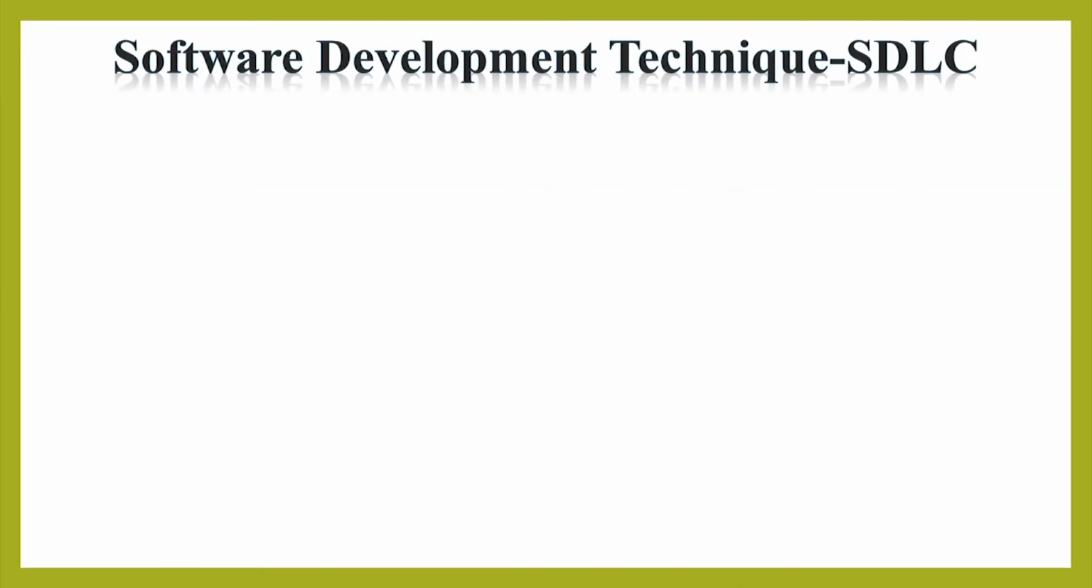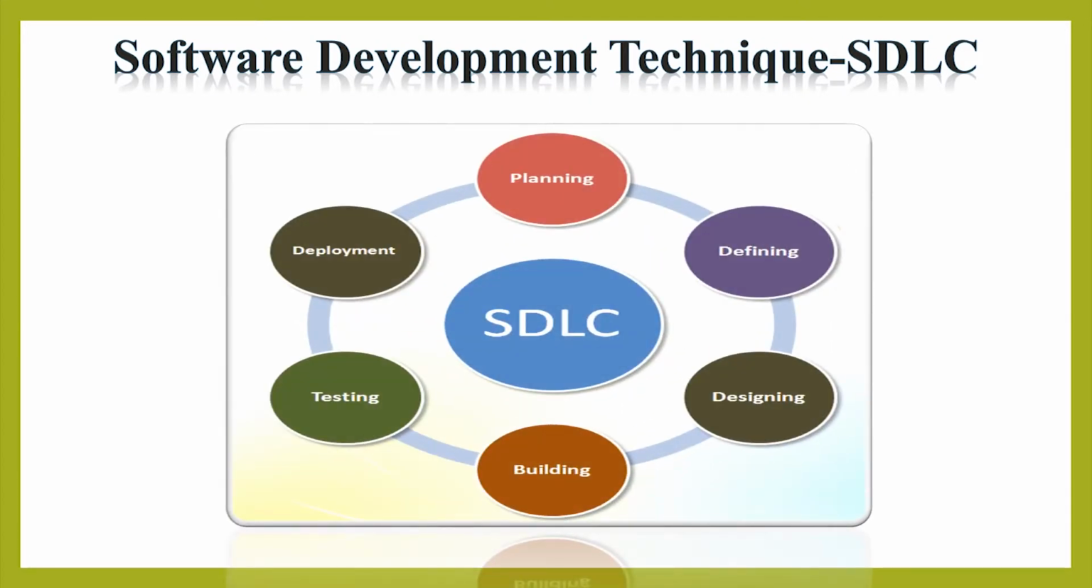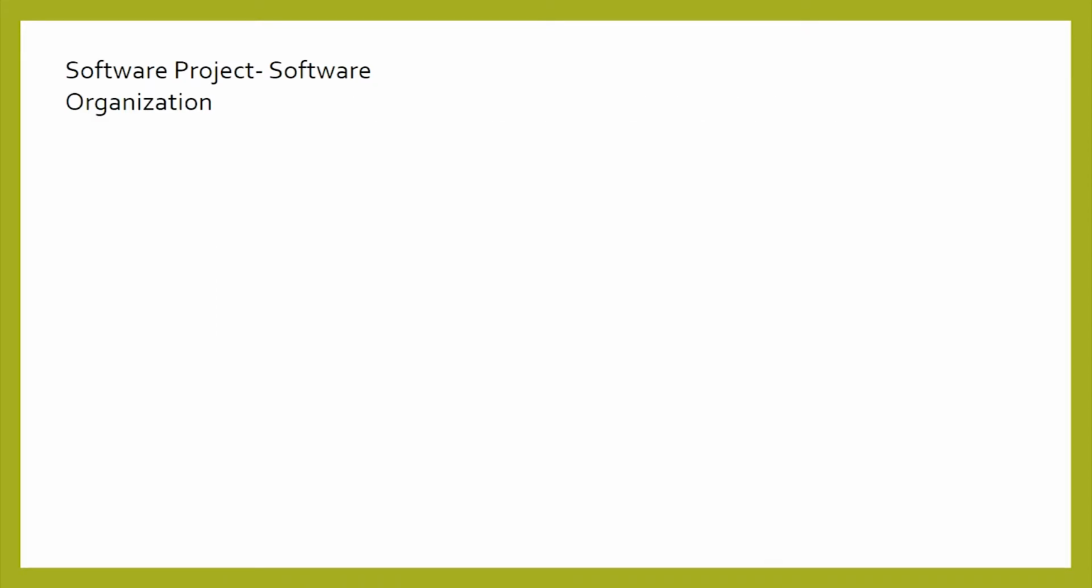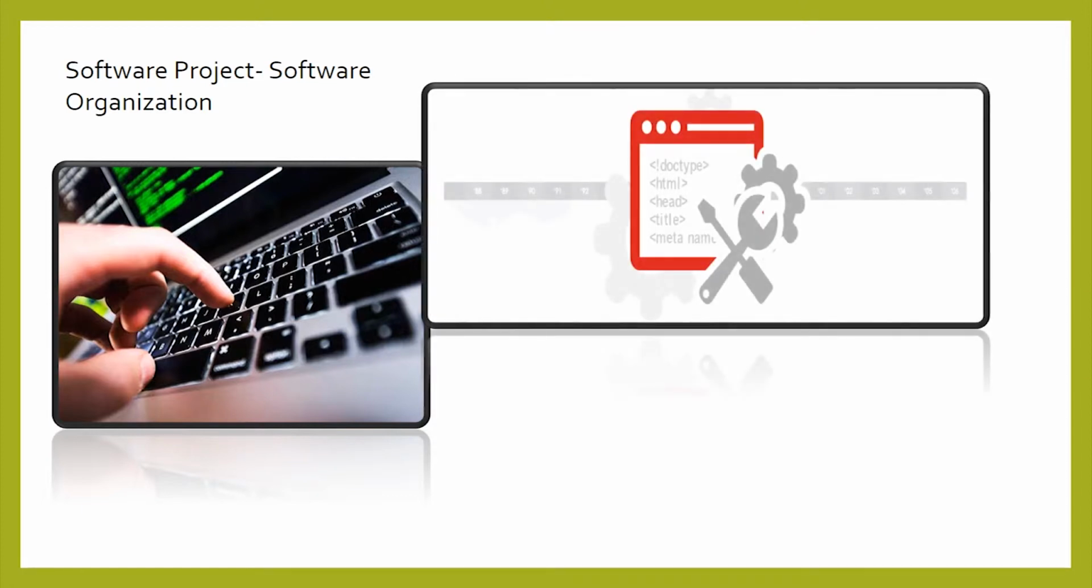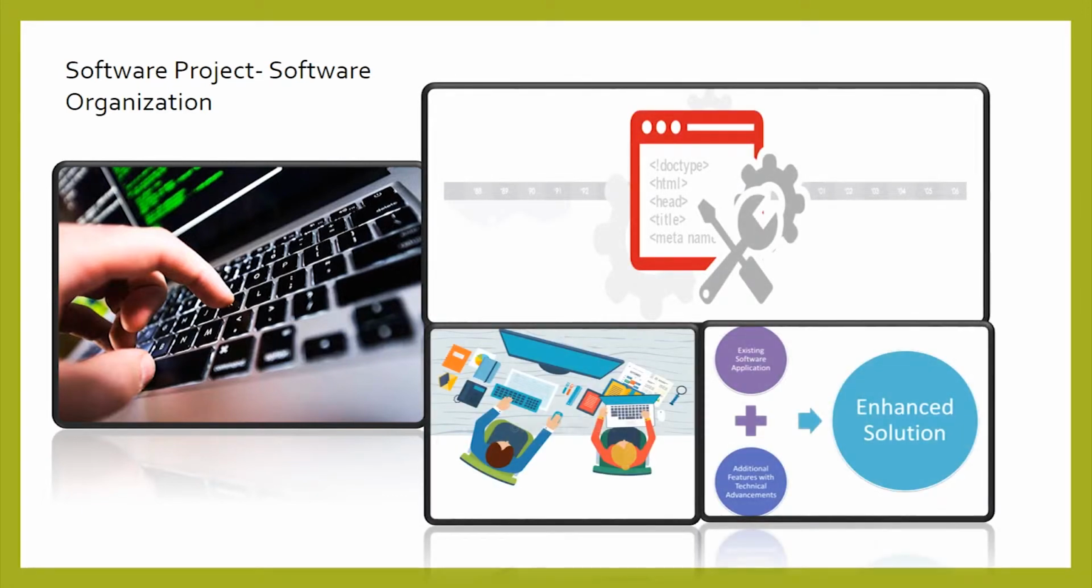Software can be developed by different techniques. One of the basic and very important procedures is the software development lifecycle. SDLC is a process followed for a software project within an organization. It describes in detail how to develop, maintain, replace, alter, or enhance specific software.